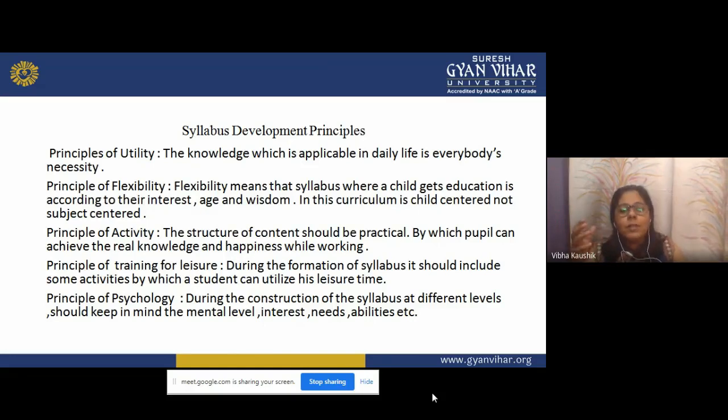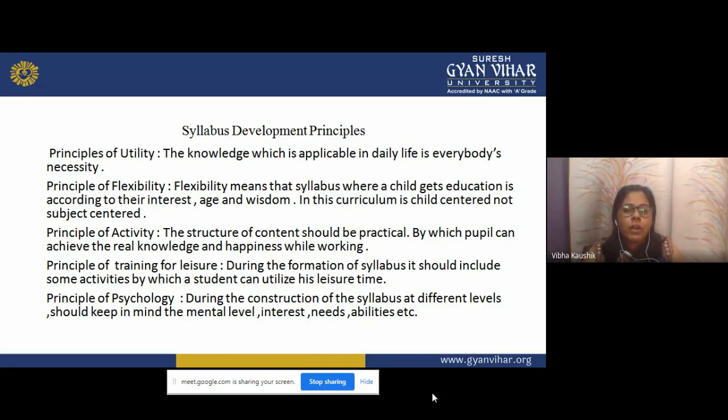Now, what is that principle of activity? The syllabus should be designed in such a way that the students will learn by doing some practical work. It means we should focus on learning by doing. That type of learning will be permanent for the students.